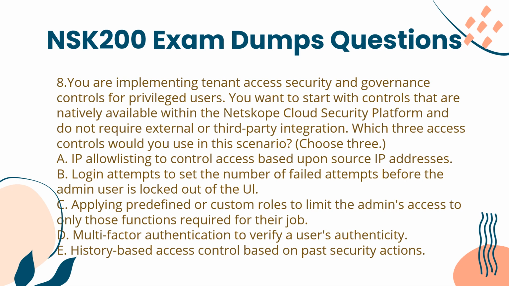Choose 3. A. IP allow listing to control access based upon source IP addresses. B. Login attempts to set the number of failed attempts before the admin user is locked out of the UI. C. Applying predefined or custom roles to limit the admin's access to only those functions required for their job. D. Multi-factor authentication to verify a user's authenticity. E. History-based access control based on past security actions.